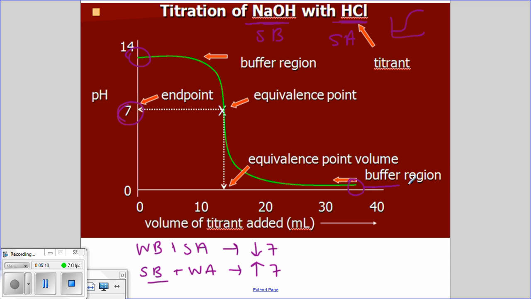This region right here where it says buffer region, we're going to get into that a lot more, but a buffer region is where the pH is kind of limited in how much it changes. There's resistance to pH changes.